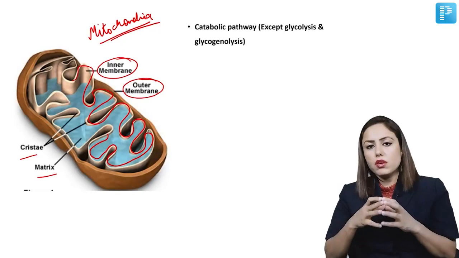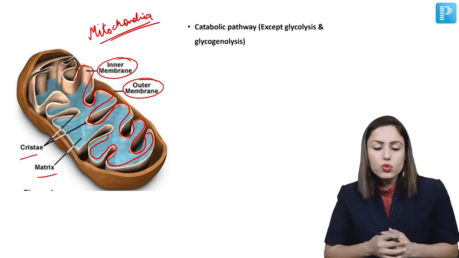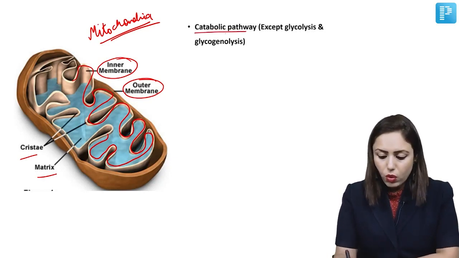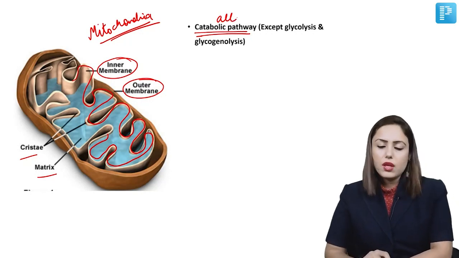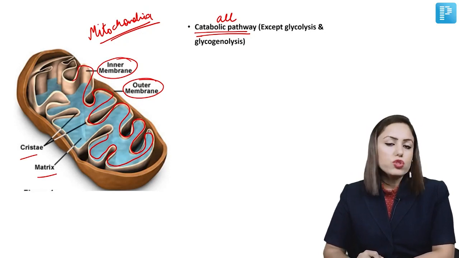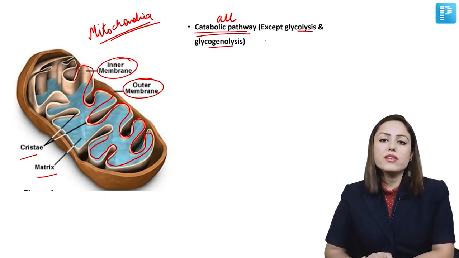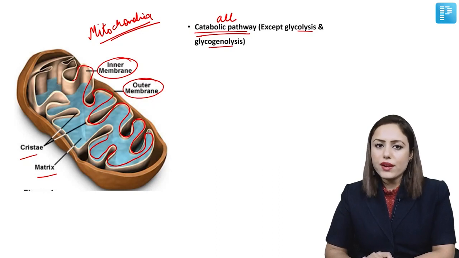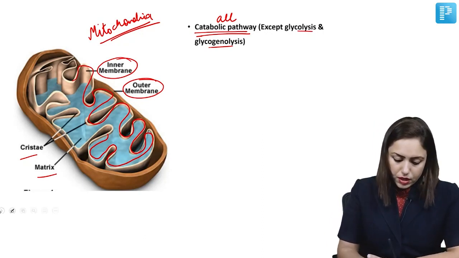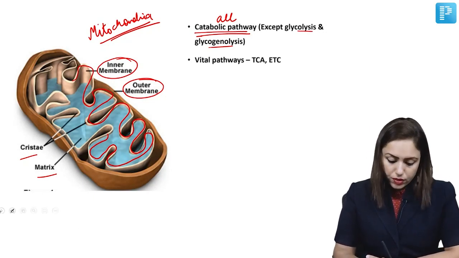So in questions, they can give you the image of an organelle and ask which pathway occurs here. So you know that in mitochondria all the catabolic pathways occur. Which is anabolic, which is catabolic, I have covered in the first video of formulas, so do watch that video. So all the catabolic pathways occur except glycolysis and glycogenolysis, because these are two catabolic pathways which occur in the cytoplasm. Otherwise all catabolic pathways occur in mitochondria. Then vital pathways like TCA and ETC also occur in mitochondria.